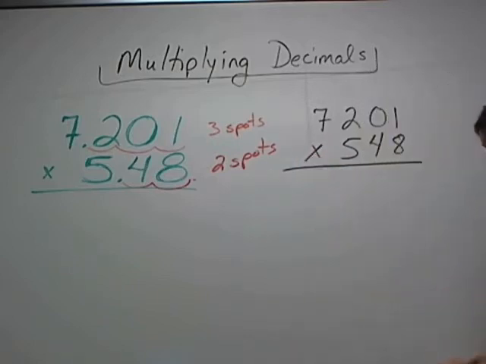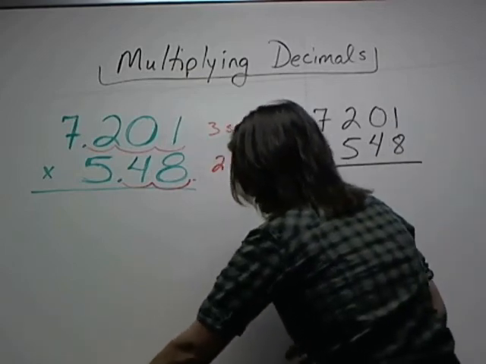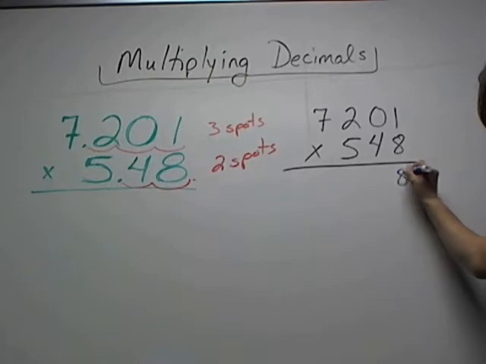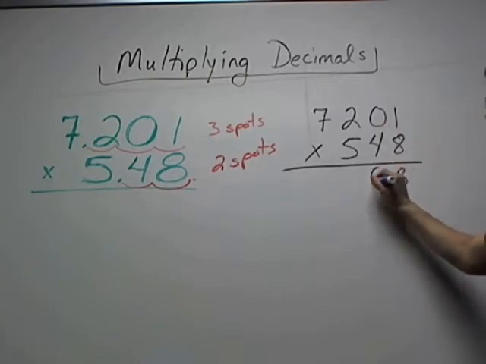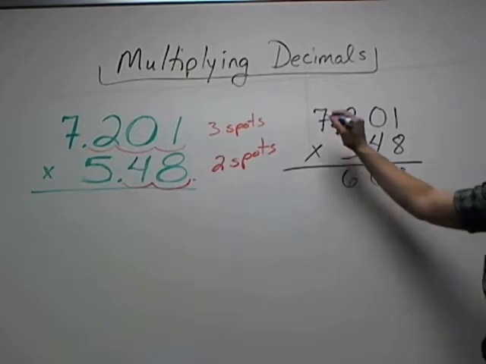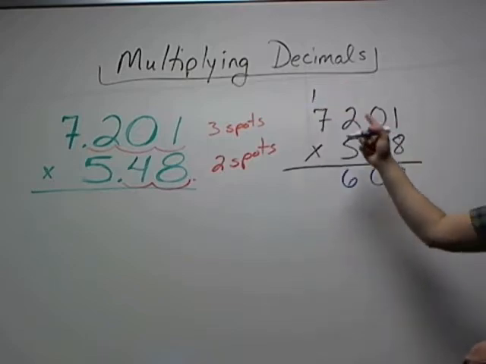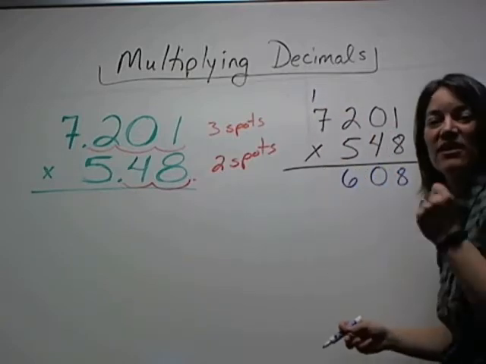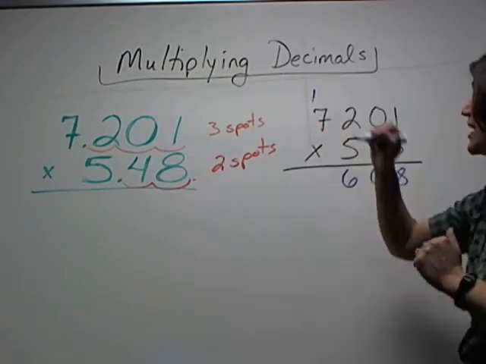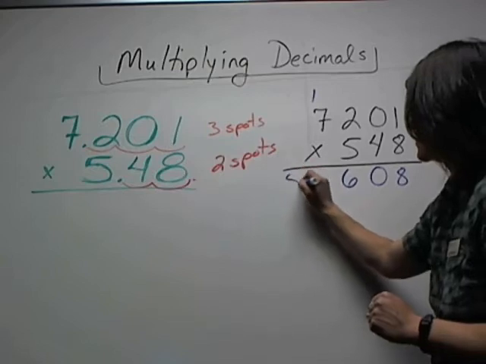And now I can do my multiplication like we all learned how to do. 8 times 1 is 8. 8 times 0 is 0. 8 times 2 is 16, so you put the 6 down and carry the 1. 8 times 7, remember it's 5, 6, 7, 8. So 56 is 7 times 8, but add 1, so that makes it 57.